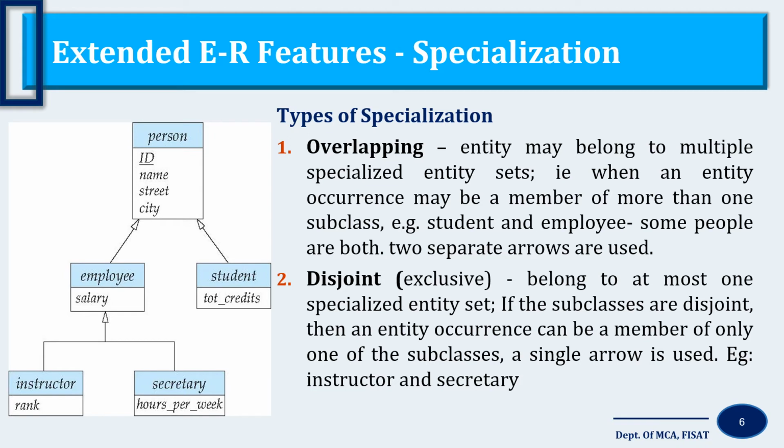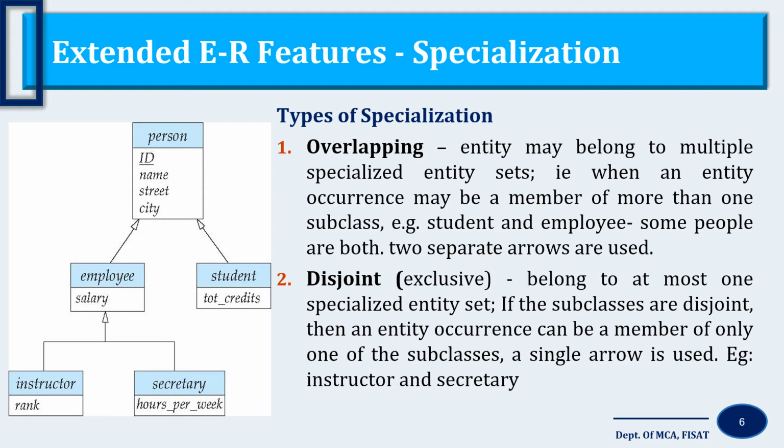Let me give you another example. A student either belongs to the MCA class or belongs to the BTech class. He cannot belong to both the streams. Similarly, he can be either a graduate or a postgraduate. He cannot belong to both the classes. All these are disjoint classes. That means the entity occurrence can be a member of only one of the subclasses.